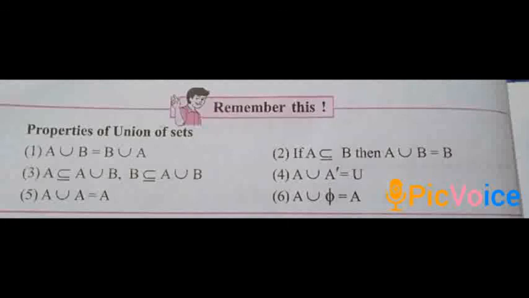A union A dash. A is a set and A dash means A complement, meaning whatever is not there in A. So whatever is there in A plus whatever is not there in A is equal to the universal set. So A union A dash is the universal set. And A union empty set is A itself.